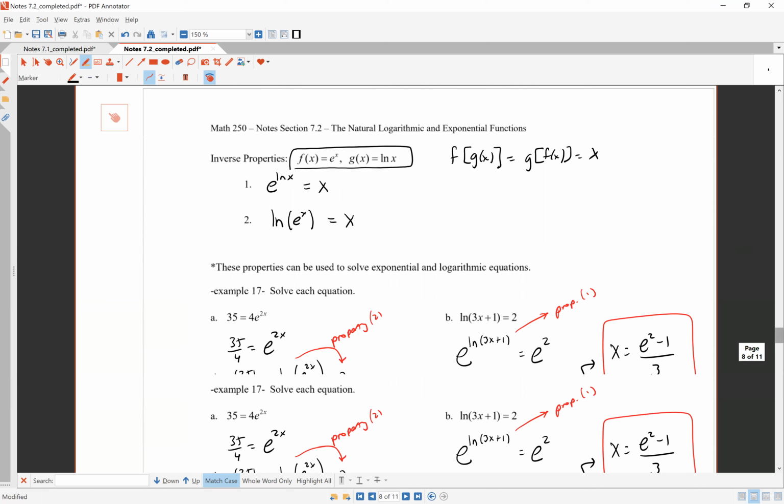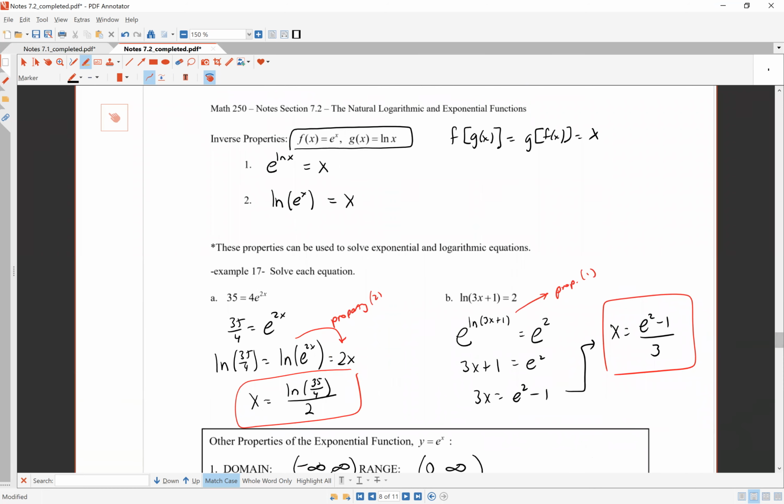So one thing you may have seen in algebra: how do you solve 35 equals 4e to the 2x? Well, just divide each side by 4, so you get 35 over 4 equals e to the 2x, and then take the natural log of each side and solve for x. The natural log of e to the 2x is 2x times natural log of e, but natural log of e is just 1, so that's 2x. So you can solve for x. And you probably have done this at some point in your algebra course.